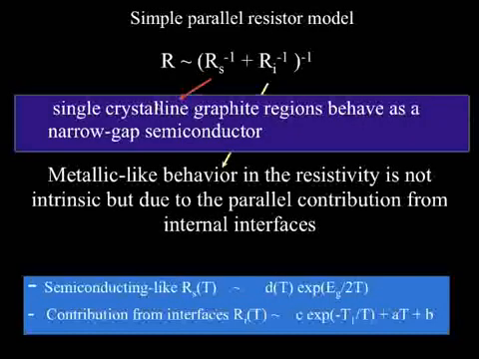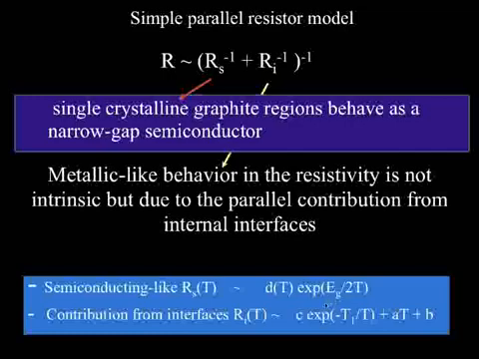Taking into account this internal structure, we take a simple parallel resistor model and assume that the metallic-like behavior of the resistance is mainly due to the interfaces, and the single crystalline regions are semiconducting. The prefactors are free parameters necessary to fit the resistance of different samples with different thickness; Eg is the band gap. It is clear that the larger the thickness of the sample, the larger will be the interface contribution. In other words, a graphite sample without interfaces should not show a metallic behavior.